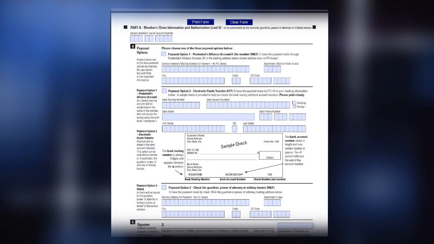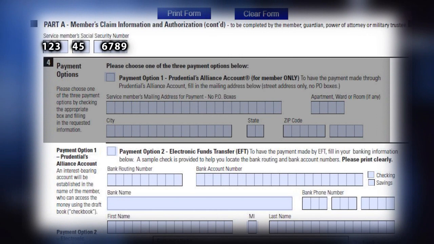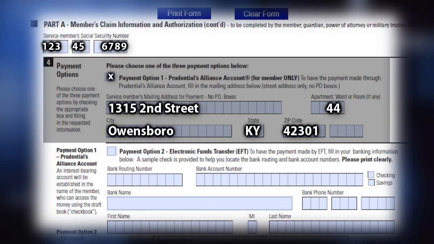Please choose one of the 3 payment options by checking the appropriate box and filling in requested information. Payment Option 1, Prudential's Alliance Account, for members only. To have the payment made through Prudential's Alliance Account, fill in the mailing address below. Street address only, no P.O.